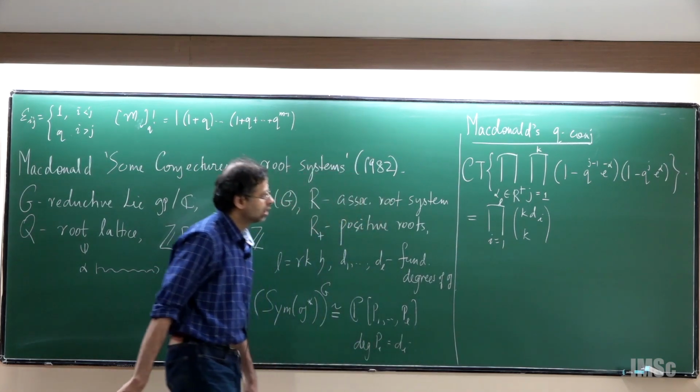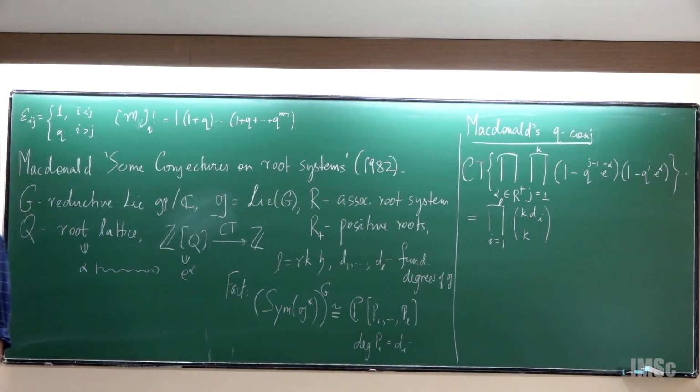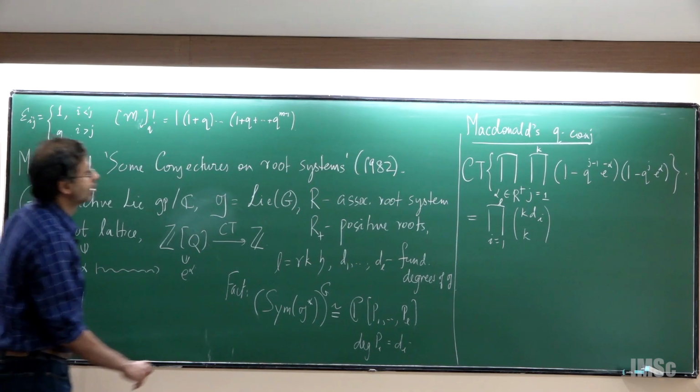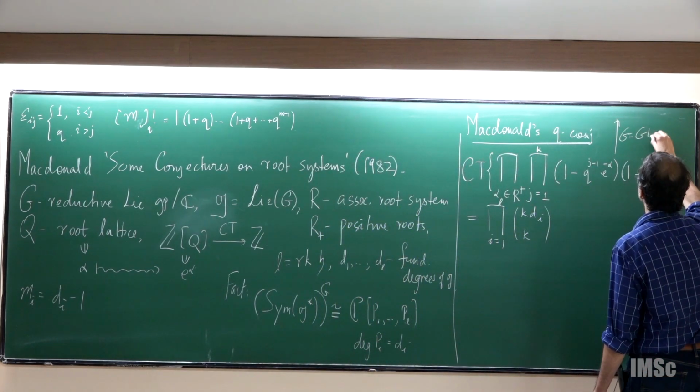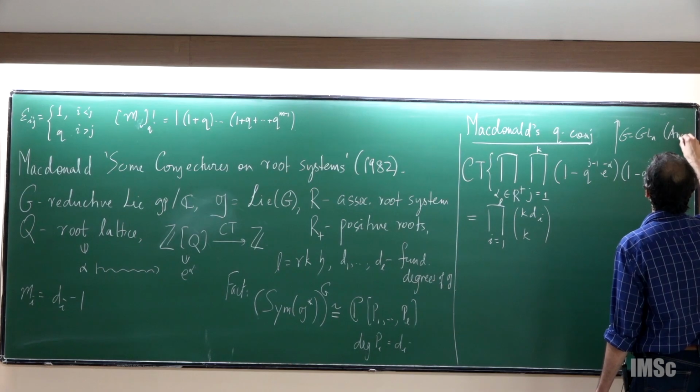Another bunch of numbers that will play a role apart from the fundamental degrees are the exponents. Each exponent is one less than the corresponding fundamental degree. So you also have mi's. It's convenient to sometimes write these numbers. At least written in that form, if you put G to be GLn, you get Andrews.